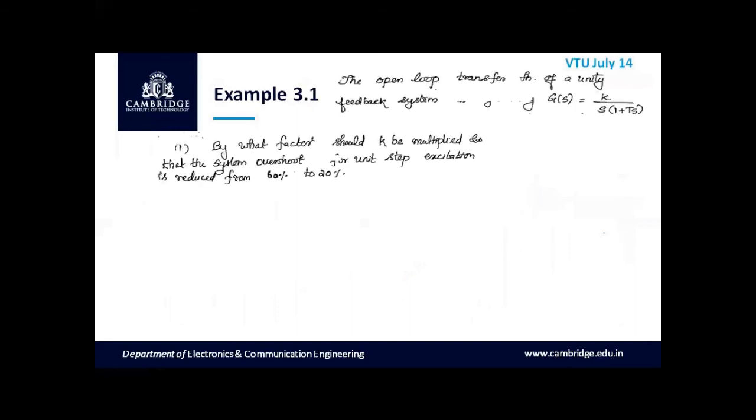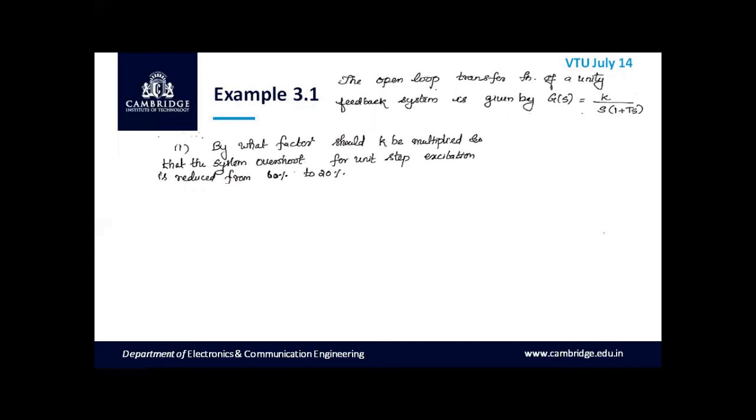Moving on to the next problem, the open loop transfer function of a unity feedback system is given by G(s) equal to K by s into (1 plus Ts). By what factor should K be multiplied so that the system overshoot for unit step excitation is reduced from 60% to 20%?